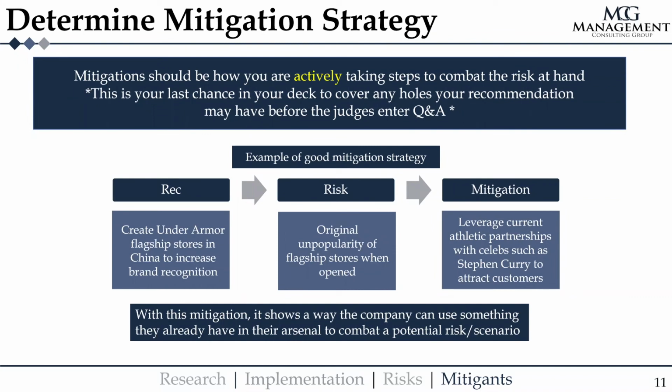So again, use the mitigation to directly combat the risk. And additionally, it's helpful to have a mitigation that's already within the company's arsenal. In this case, Under Armour already has partnerships with Steph Curry and other athletes. So the mitigation isn't a whole new separate recommendation within itself. It's something that we already have at our disposal that we can use.